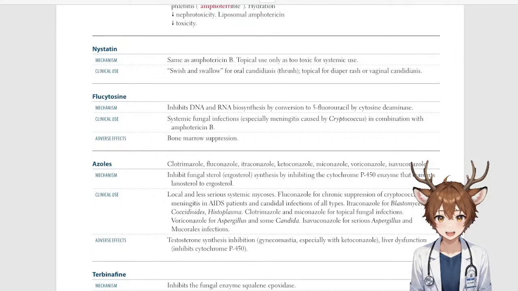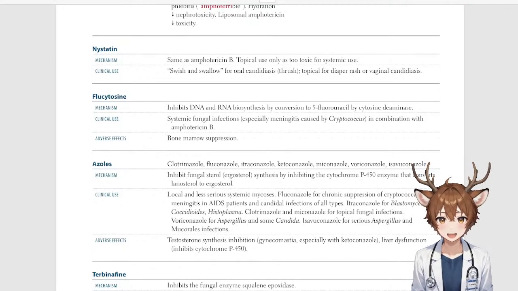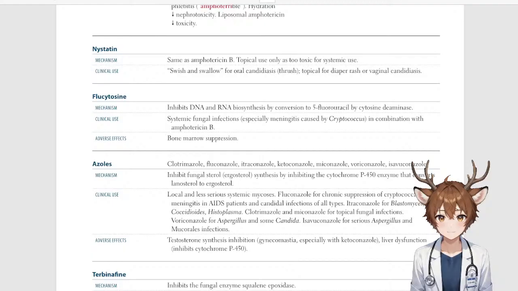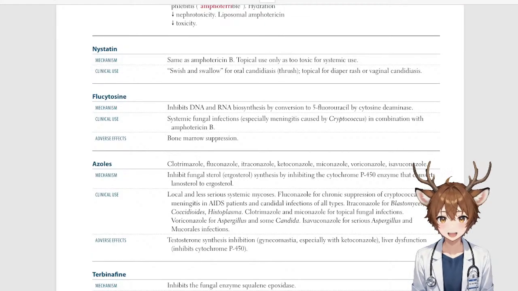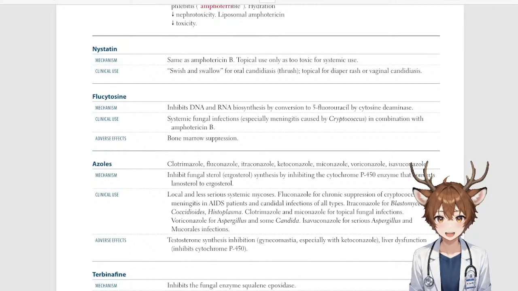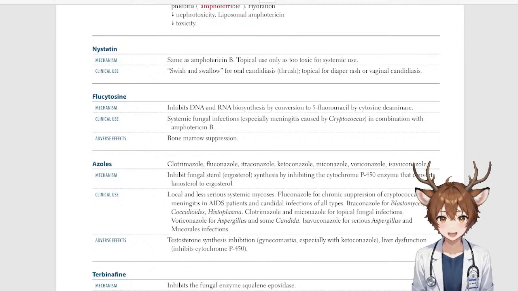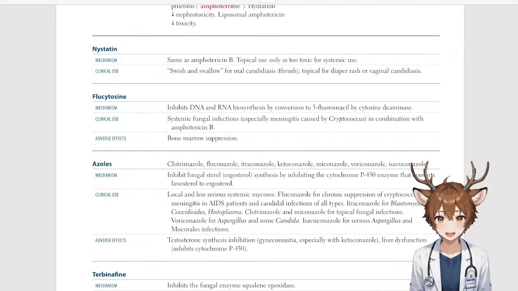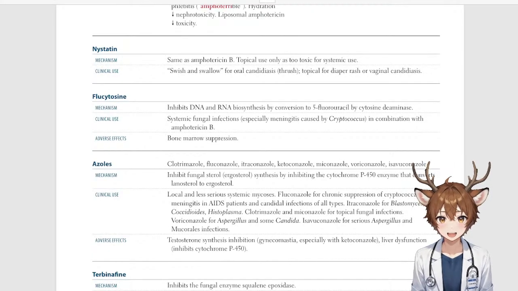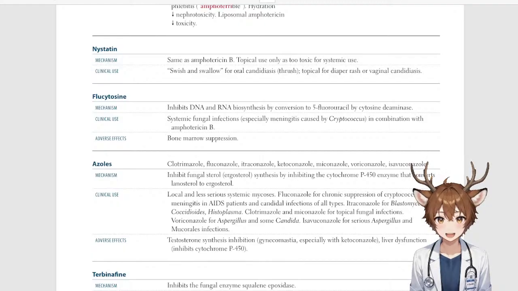The adverse effects: testosterone synthesis inhibition, gynecomastia. Okay, that's not very fun, especially with ketoconazole. Ketoconazole can cause that. Remember, ketoconazole is also used to prevent hair loss in men, because men have DHT, which causes hair loss, and some people try to prevent that by using ketoconazole, which inhibits some of those androgenic effects. Unfortunately, it also causes gynecomastia. So, a double-edged sword with that one. Also liver function problems, inhibits cytochrome P450, QT interval prolongation.